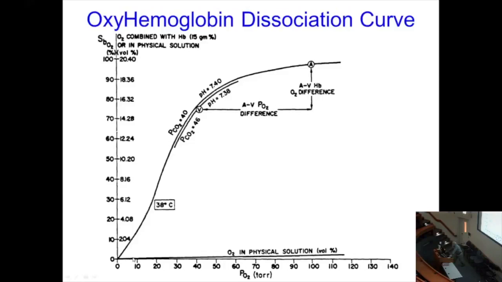Okay, first let's look at this line near the bottom. This is physically dissolved oxygen. Okay, oxygen has a low solubility, so you don't get very much dissolved, but you do get a little bit, and we don't want to forget about that.